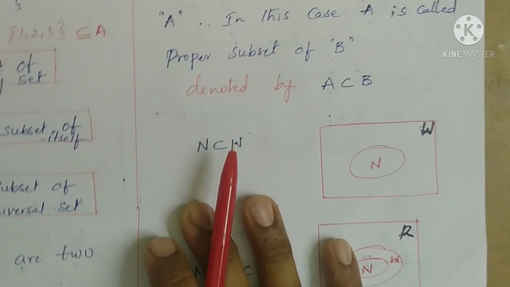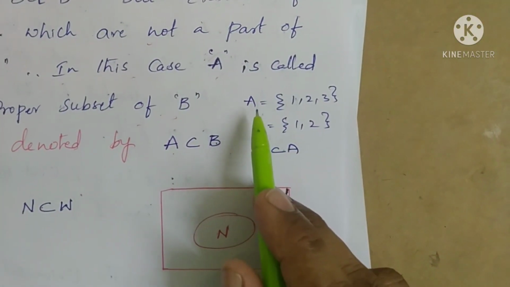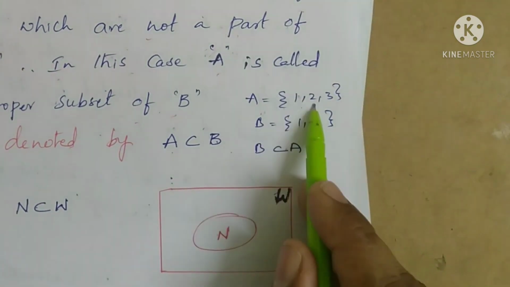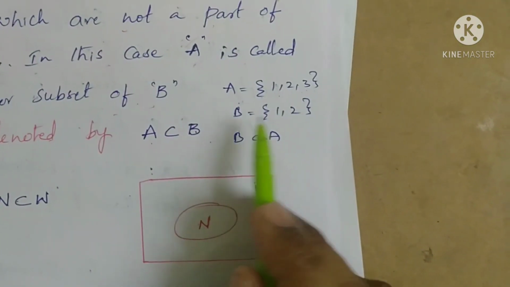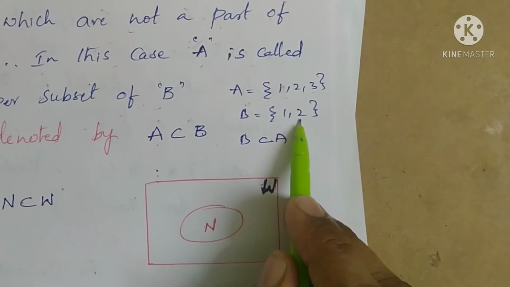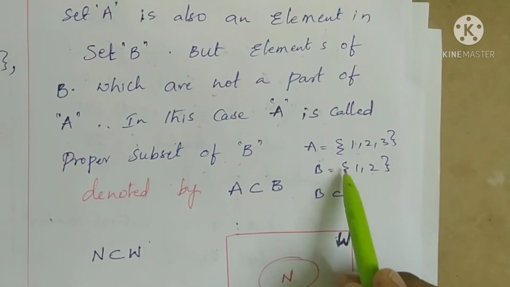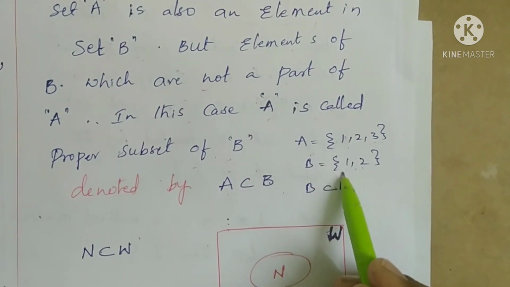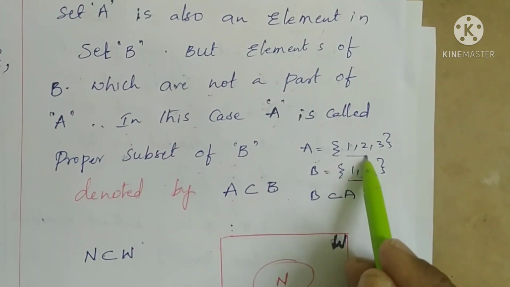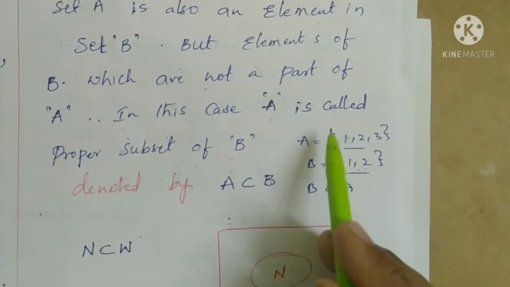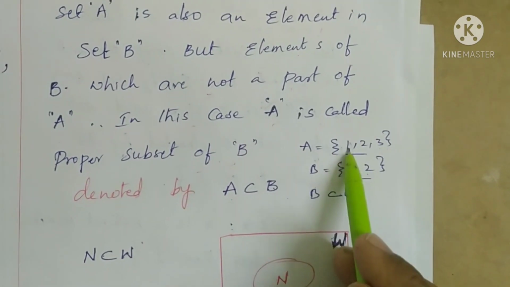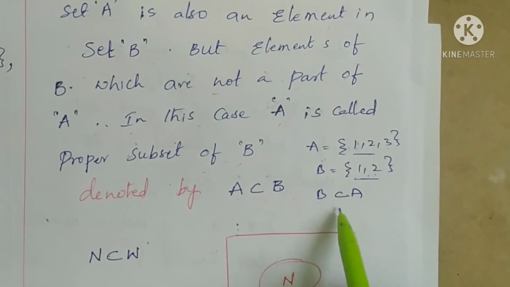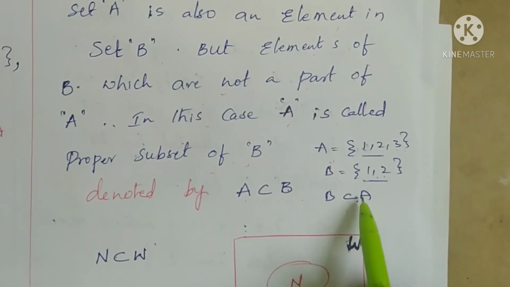So let's take one example. A = {1, 2, 3}. Elements are 1, 2, 3. B = {1, 2}. In this case, every element of set B is also an element in set A, but there are elements of A which are not a part of B. So in this case, B is a proper subset of A.